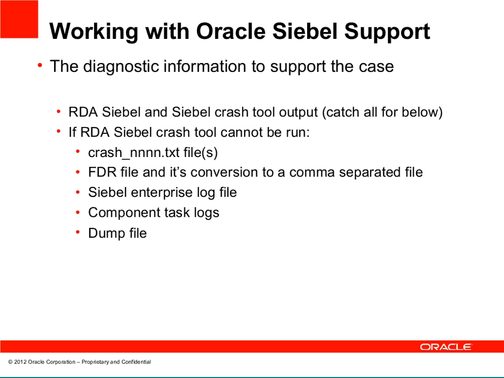And of course, as much of the content of this webcast has been around the diagnostic information to support the case. So ideally now what we'd like is the RDA crash tool having been run, but if you can't provide that, then the specific diagnostic elements to support a crash: the crash.txt file, the FDR file, and the conversion to the CSV file, because it's best if you convert it in the context of your environment. Siebel Enterprise log, component task logs, and the dump file. If you're in doubt at all about the logs, specifically what logs to provide, then you can zip the whole log directory and provide that. But if you can do the due diligence to seek out the specific task log, that's the best thing to do.